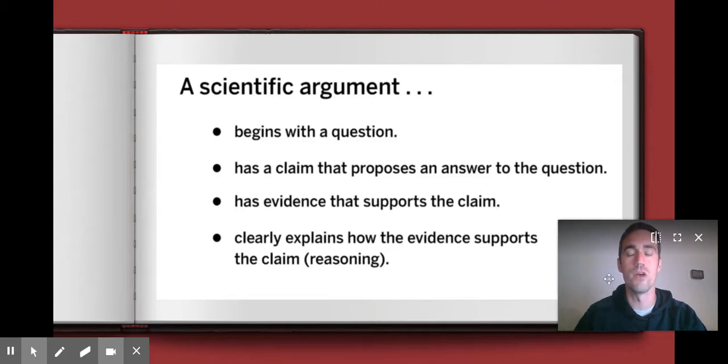So a scientific argument always begins with a question. Something like what happened to the water in the puddle is an example of this question that we could be answering.